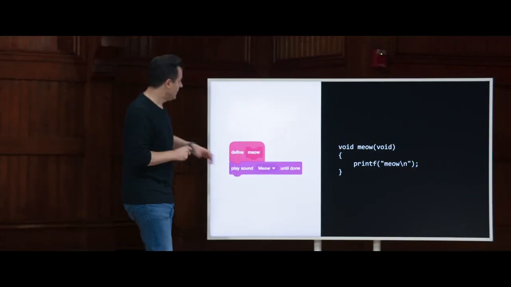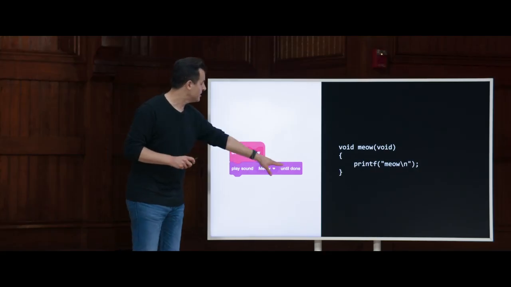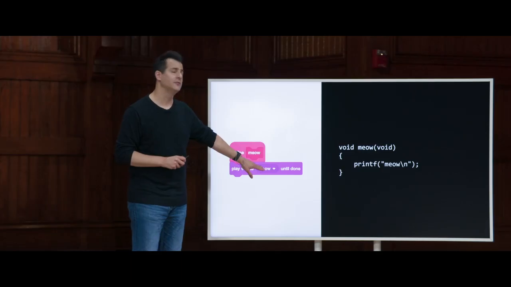But recall that in Scratch, we also had this ability to create some of our own puzzle pieces. And this, too, is something that we're going to be able to do here in C. And let me propose that we do exactly that by introducing the C analog of this. So here, for instance, is, in Scratch, our definition of a function called meow, whose sole purpose in life was to just play the sound meow until it's done.